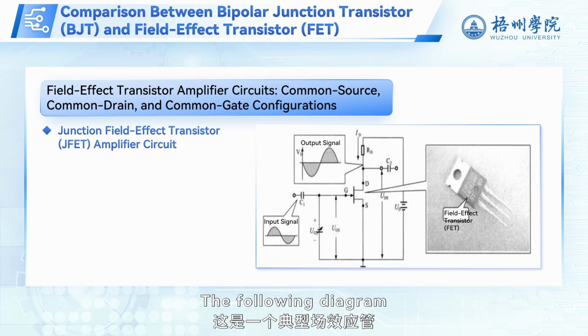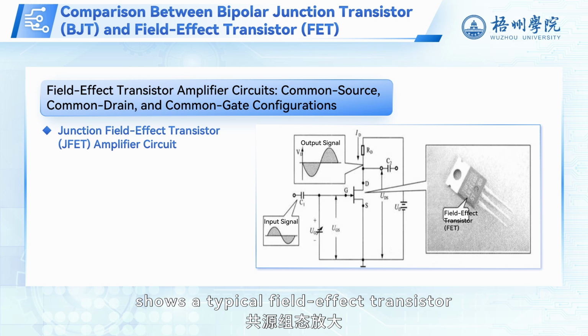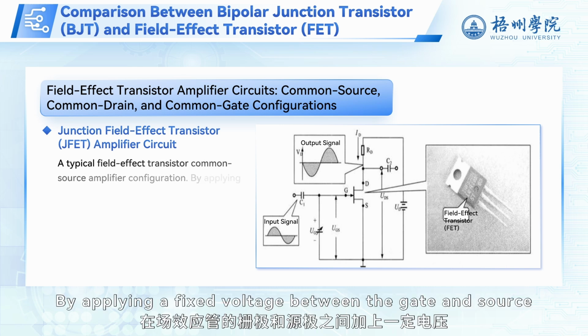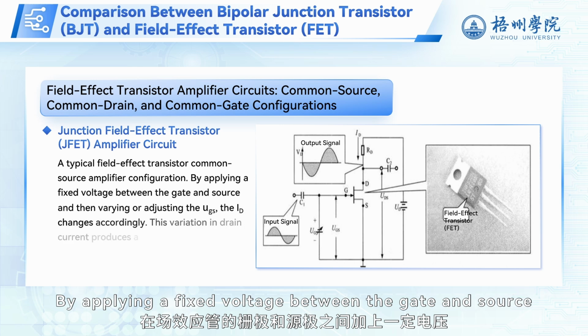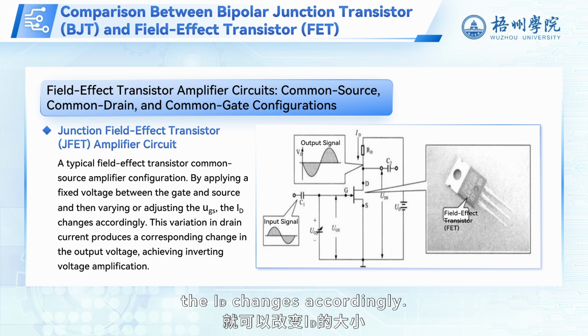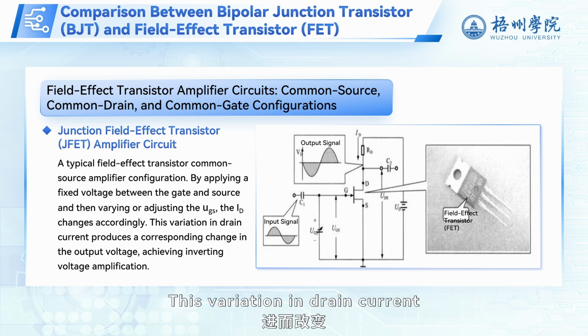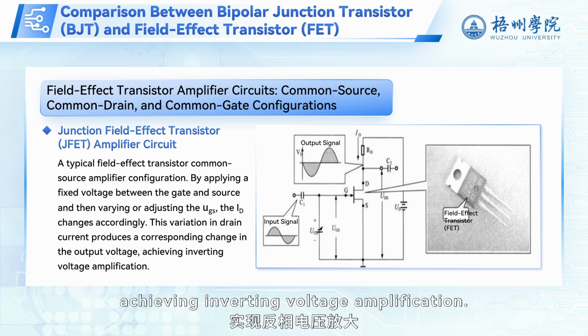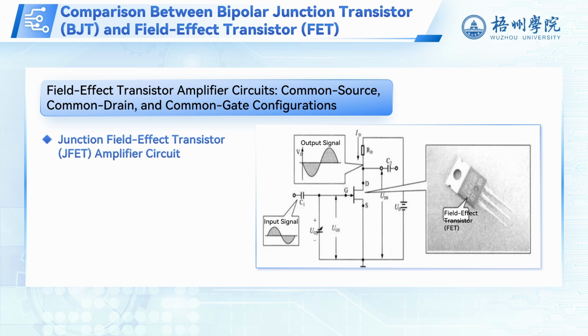The following diagram shows a typical field effect transistor common source amplifier configuration. By applying a fixed voltage between the gate and source, and then varying or adjusting the E sub GS, the I sub D changes accordingly. This variation in drain current produces a corresponding change in the output voltage, achieving inverting voltage amplification.